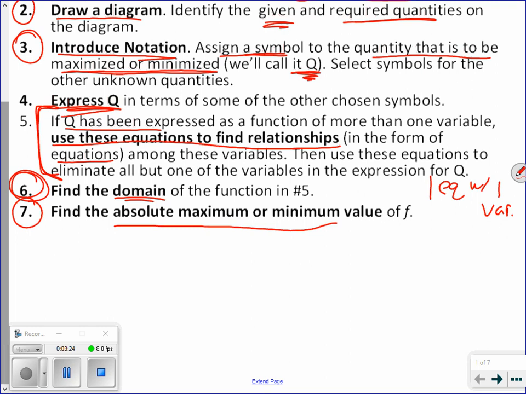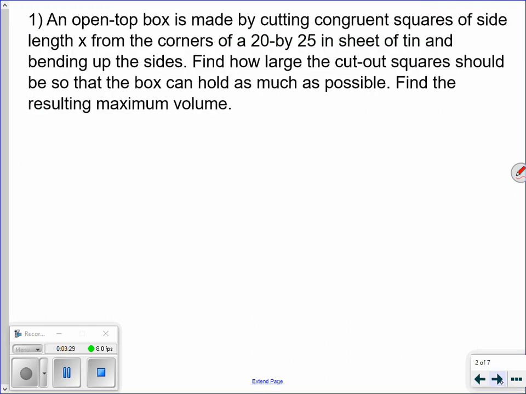Okay, all that being said, let's try a problem. You'll see all these steps in application. I like this problem. I think this is a very good problem to start with. Number 1: an open top box, so a box with an open top, is made by cutting congruent squares of side length x from the corners of a 20 by 25 sheet of tin and bending up the sides. Think about that image for a second. We'll draw it, but think about what that looks like.